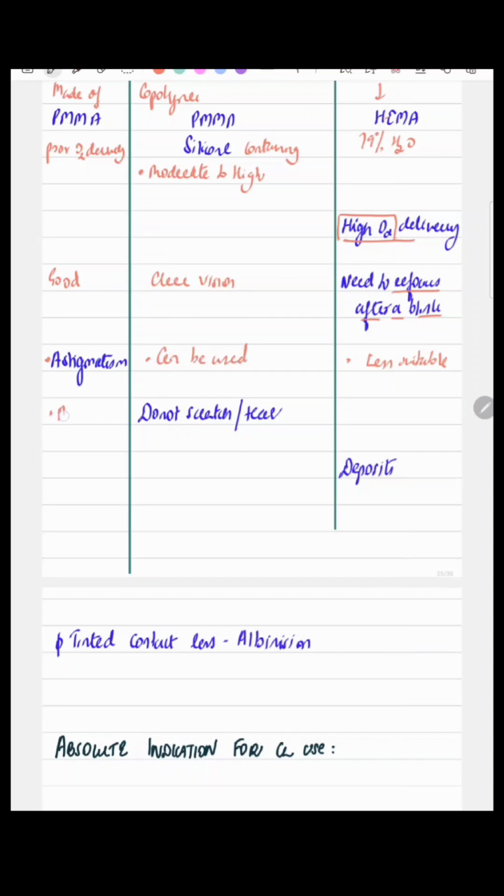Hard lenses may scratch. RGP do not scratch or tear. Soft lenses tend to tear. With hard lenses, few deposits will be seen. With RGP also, few deposits might be seen. With soft lenses, deposits accumulate over time.